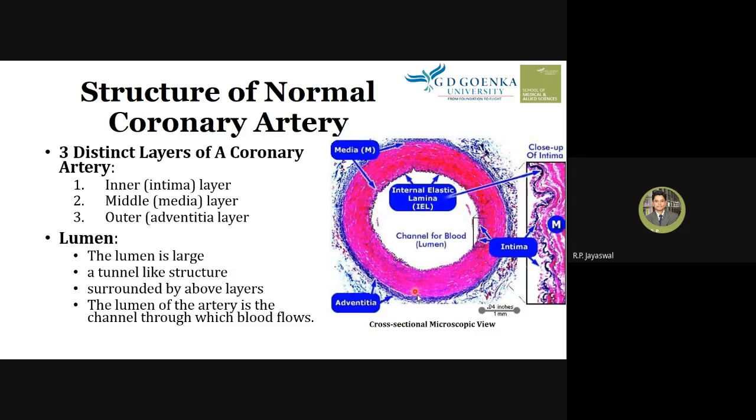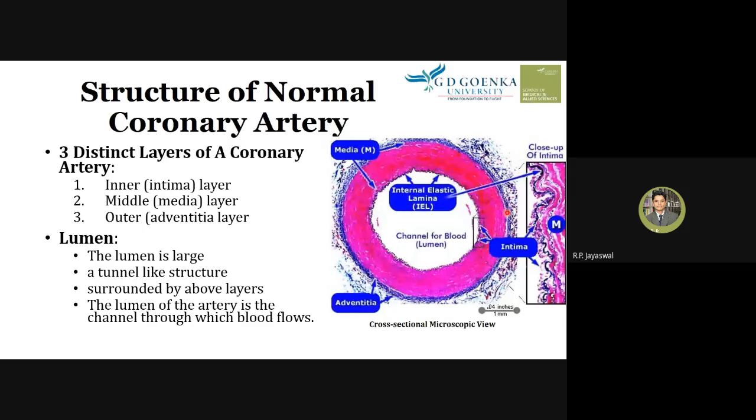Apart from these 3 layers, we can see the lumen. This is the hollow structure, the white circular region in the central part of this image. So the lumen is a large area, a whitish area, and it's a tunnel-like structure which is surrounded by the above layers. So this lumen is surrounded by the inner layer, middle layer, and then the outer layer, right?